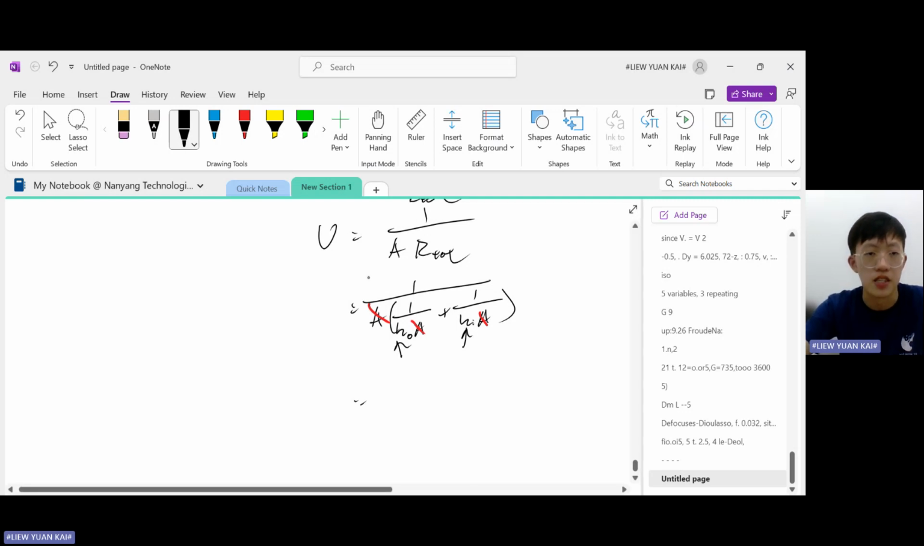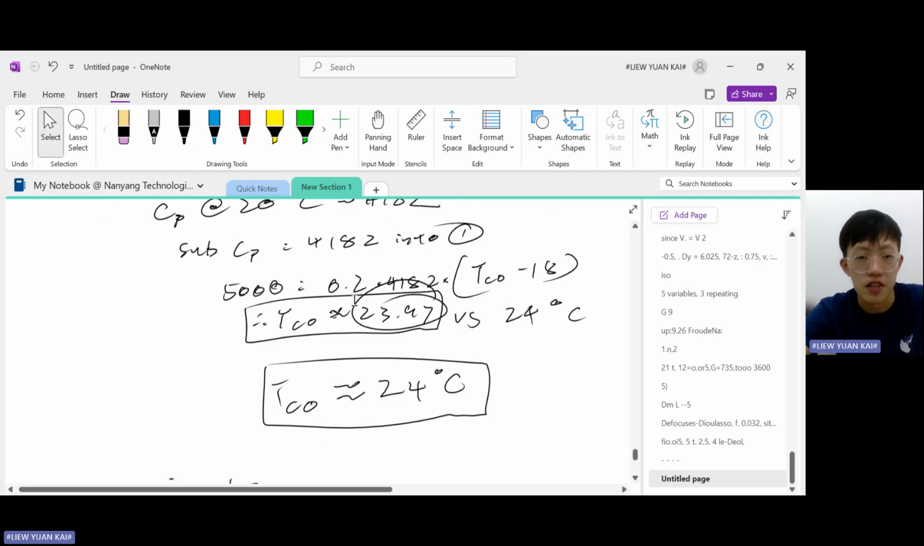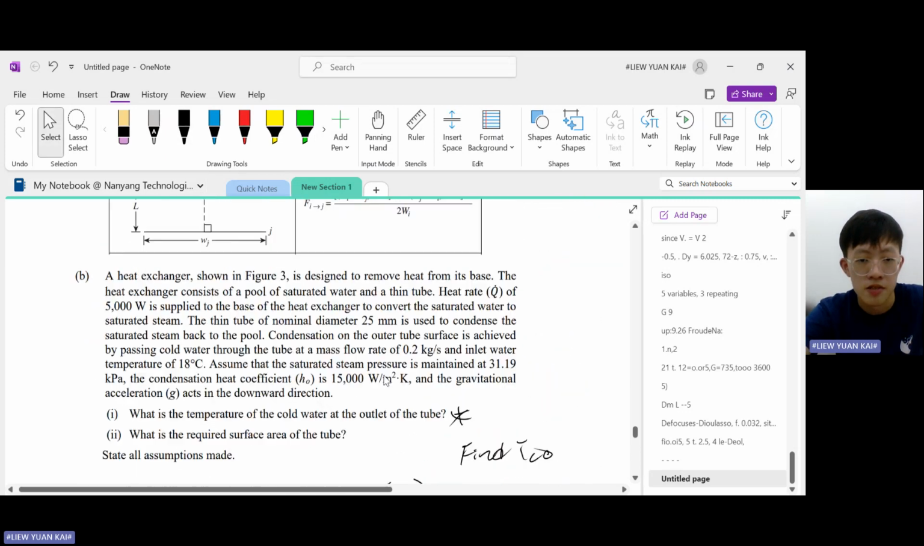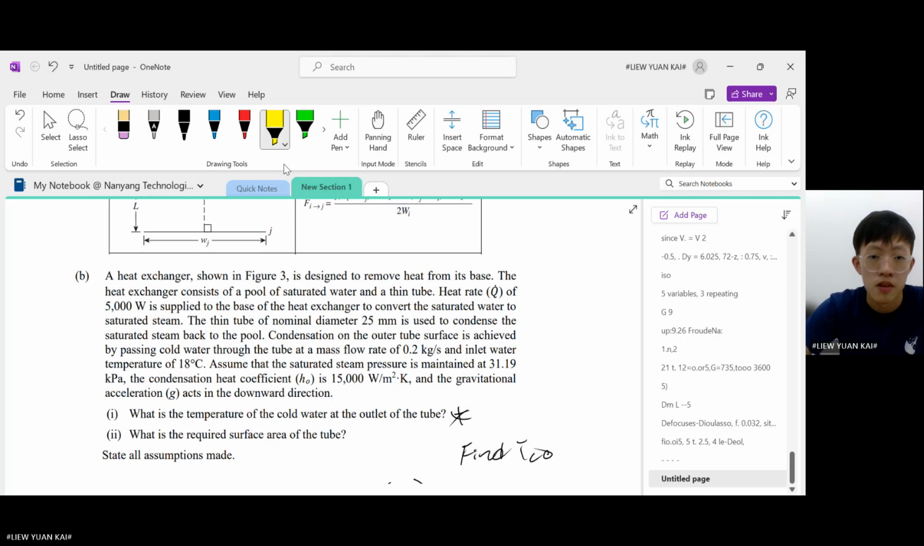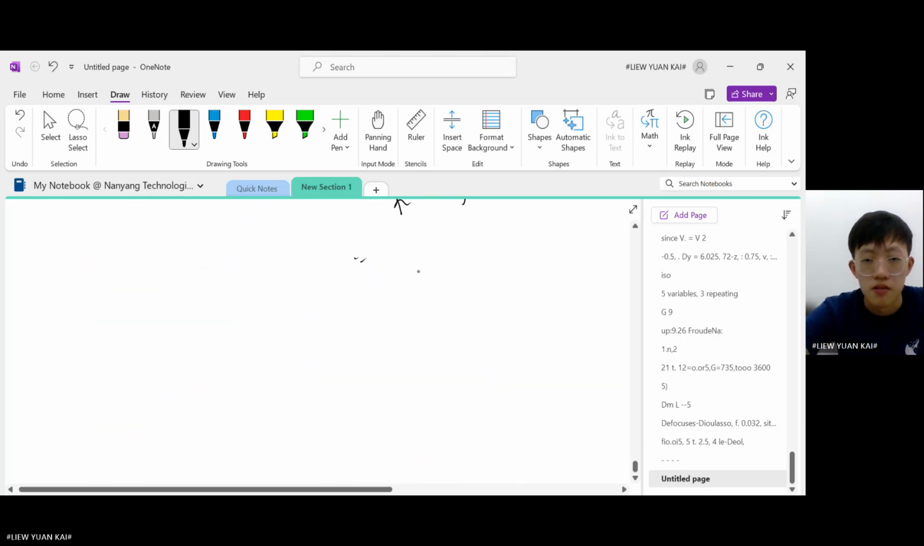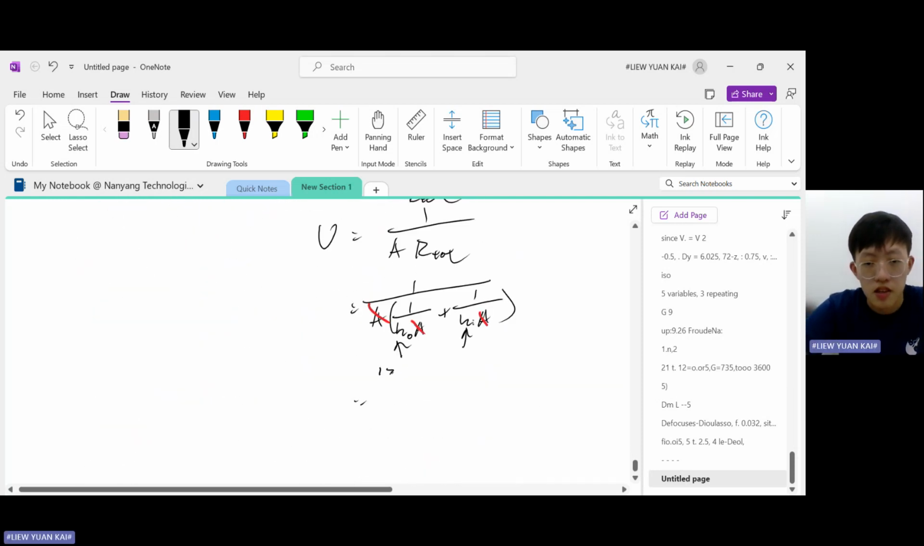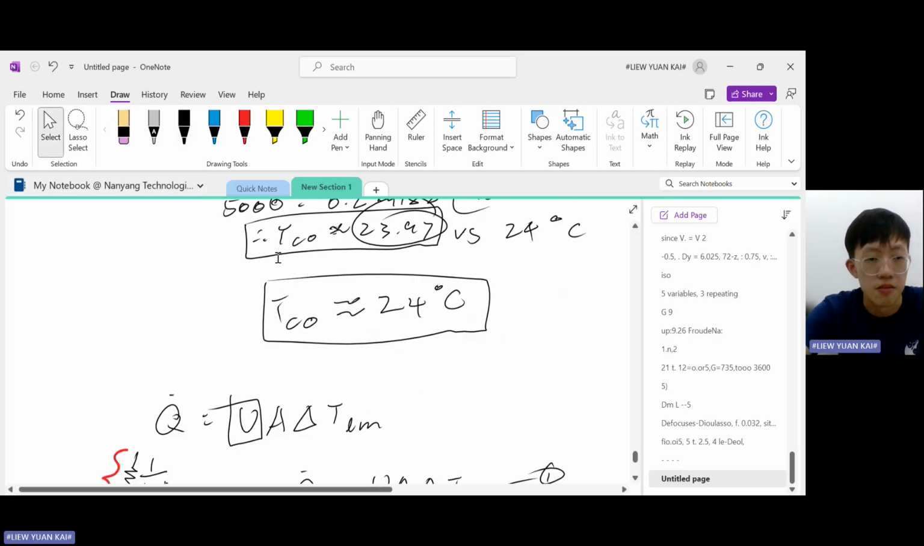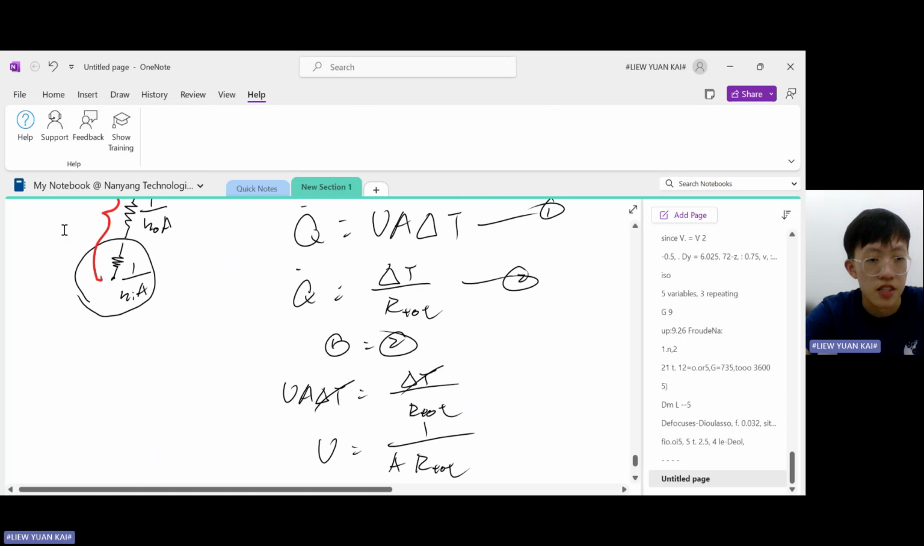So we already know what HO is. HO is given to us as 15,000 in the question. But what about HI? HI is the heat transfer coefficient inside the tube. Did you hear me carefully? Inside the tube. How do we find HI? They didn't give it to us.